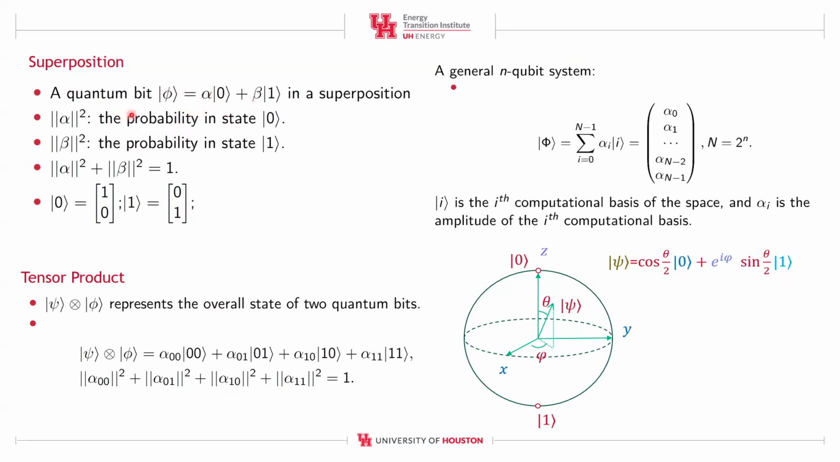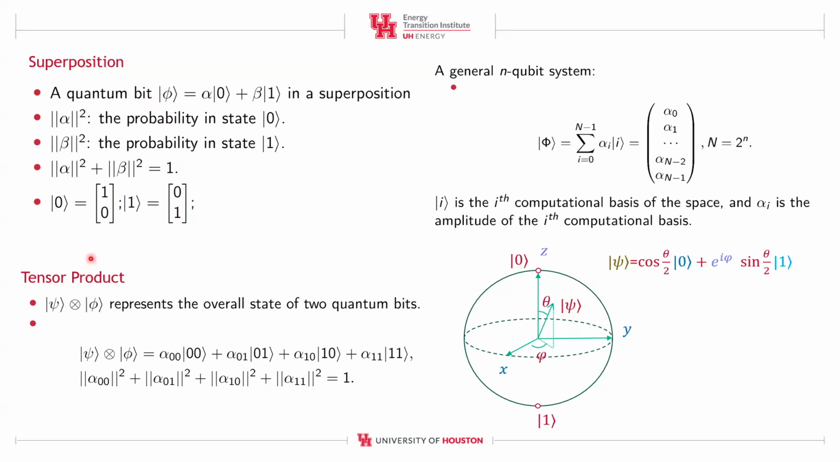The alpha square represents the probability that the qubit will be in state 0, and the beta square represents the probability the qubit will be in state 1. And we know that the total probability should be equal to 1, so we say alpha square plus beta square equals 1. Mathematically, we can represent ket 0 and ket 1 in vectors. Here, ket 0 is (1, 0), and ket 1 is (0, 1). So we use linear vectors to represent the states. Then we have a single qubit representation.